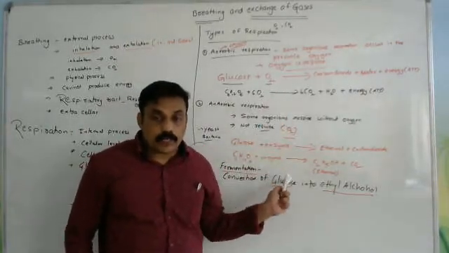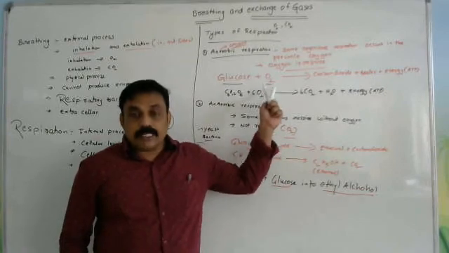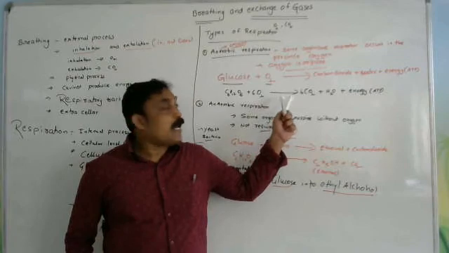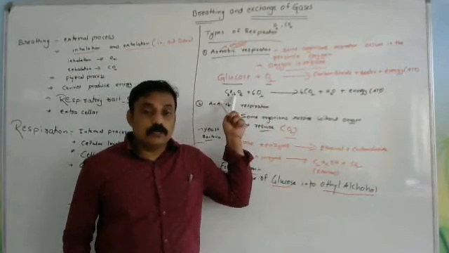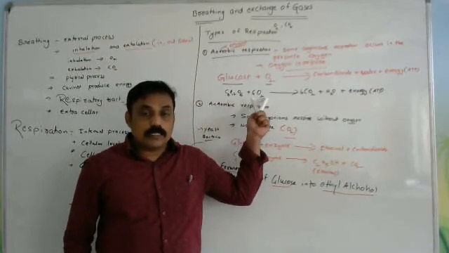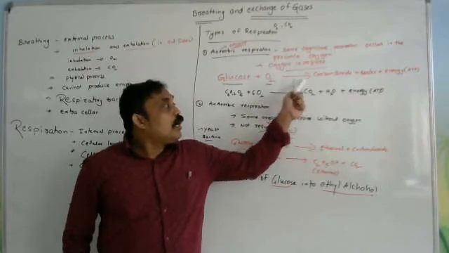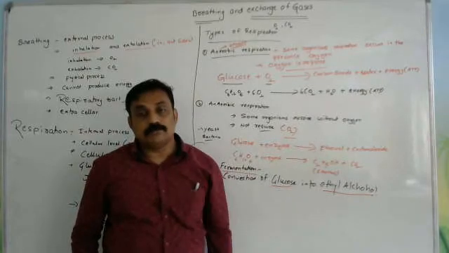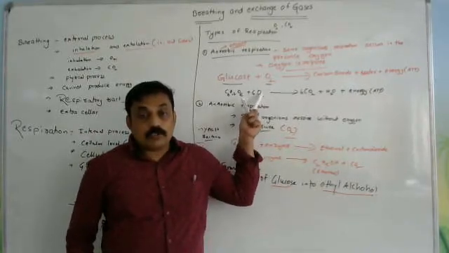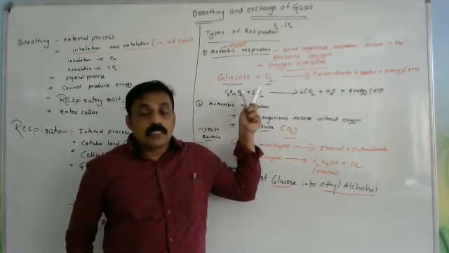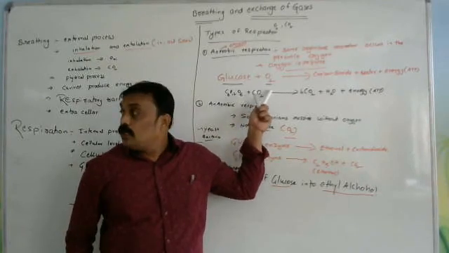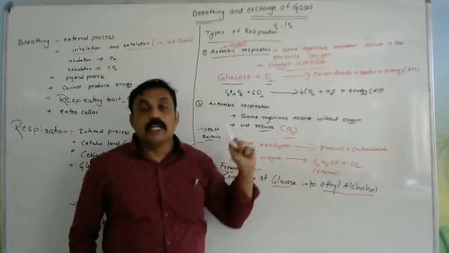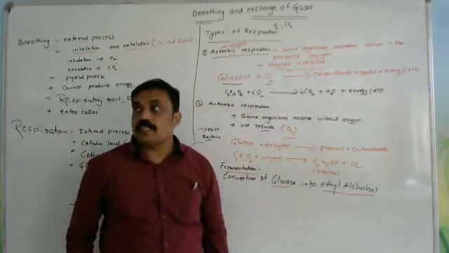Respiration is of two types. One is aerobic respiration, the second is anaerobic respiration. In aerobic respiration, the glucose molecule, in the presence of oxygen, is broken down, releasing carbon dioxide, water, and energy. The glucose molecule is a food substance. This food substance is broken down in the presence of oxygen, releasing carbon dioxide, water, and energy. That is the aerobic process of respiration.